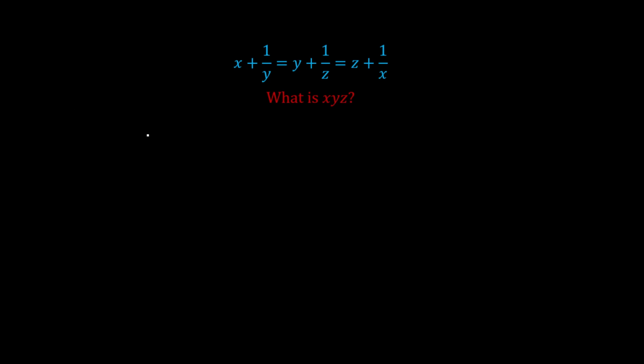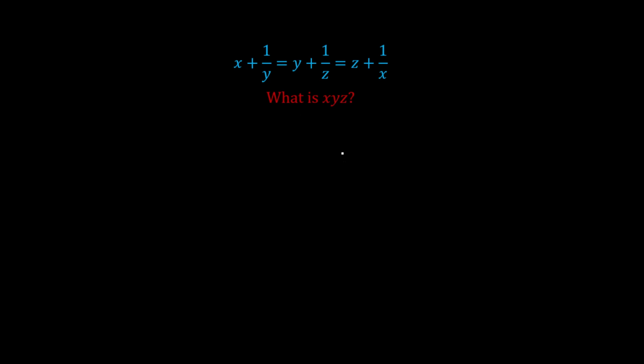In this video, we are given the following problem. x plus 1 over y is equal to y plus 1 over z, which is equal to z plus 1 over x. So we're asked to find the value of x, y, z. Now, by looking at this problem, we can see that it is not too complicated. We could actually just go ahead and start breaking this apart.